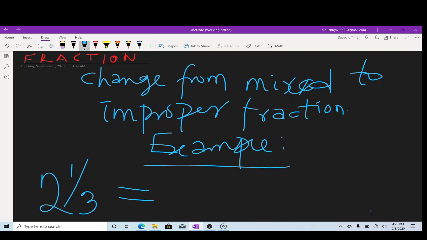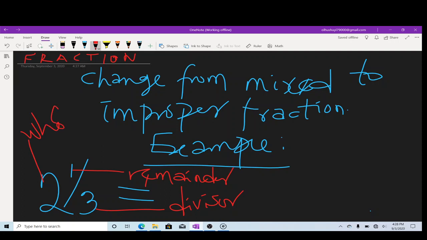All you have to do is multiply your divisor. Don't forget, this is your divisor. This is your remainder. And this is the whole number. Yes, this is the whole. This is the divisor. This is the remainder from what we did from changing improper to mixed.